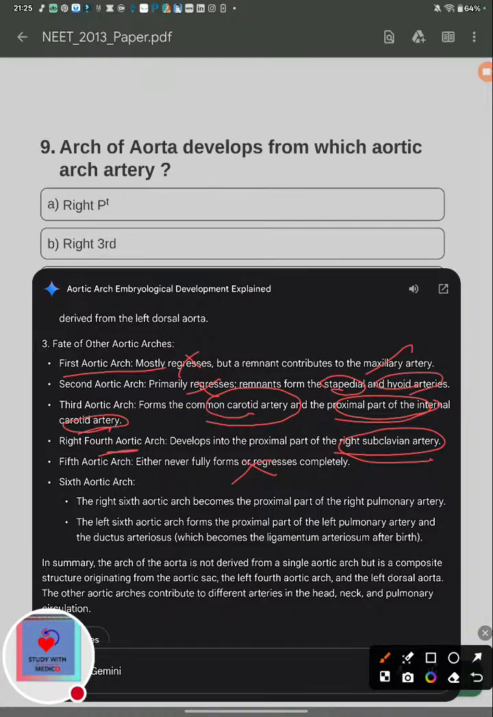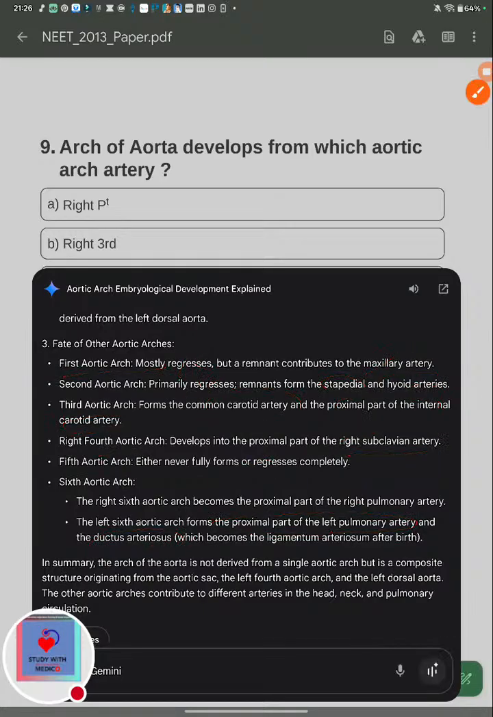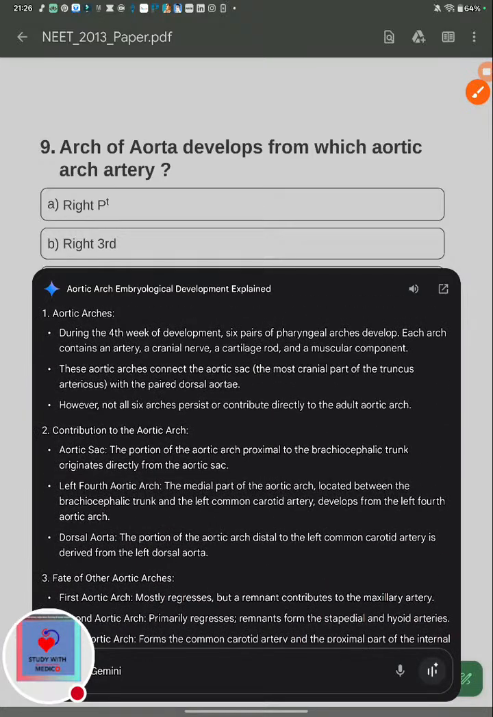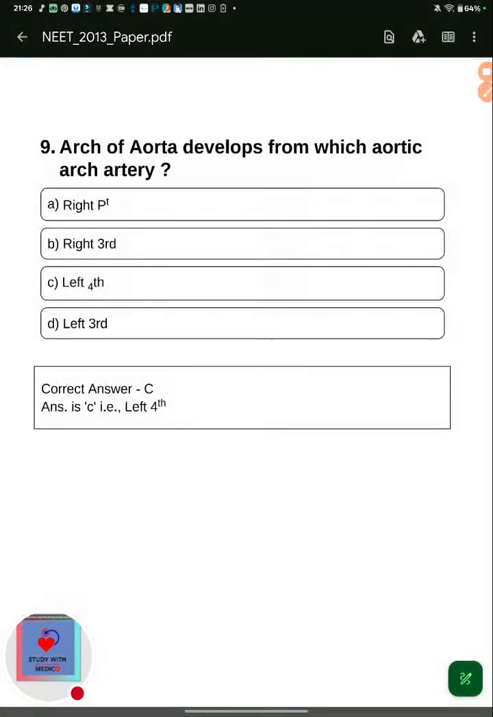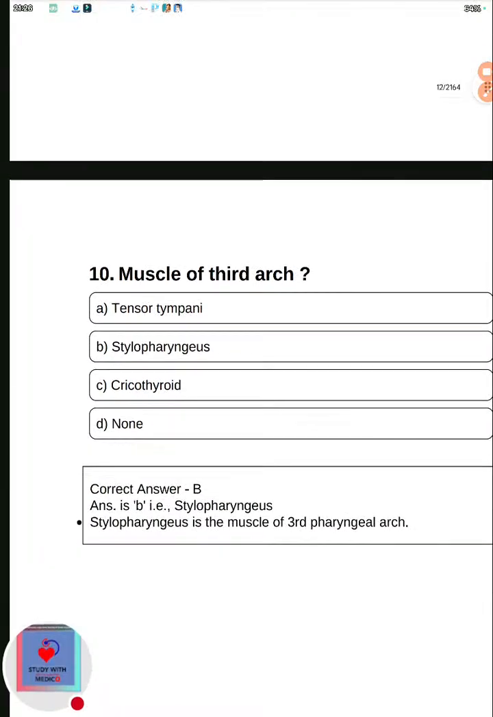Okay, the sixth one forms the proximal part of the left pulmonary artery and the ductus arteriosus. So if you see here, the left of the fourth one is the answer.